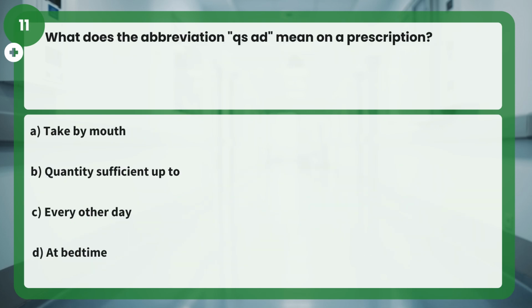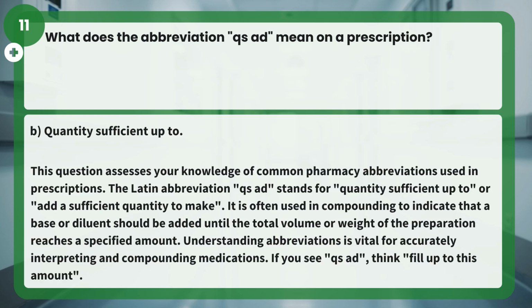Question 11. What does the abbreviation QSAD mean on a prescription? A. Take by mouth. B. Quantity sufficient up to. C. Every other day. D. At bedtime. Answer: B. Quantity sufficient up to.